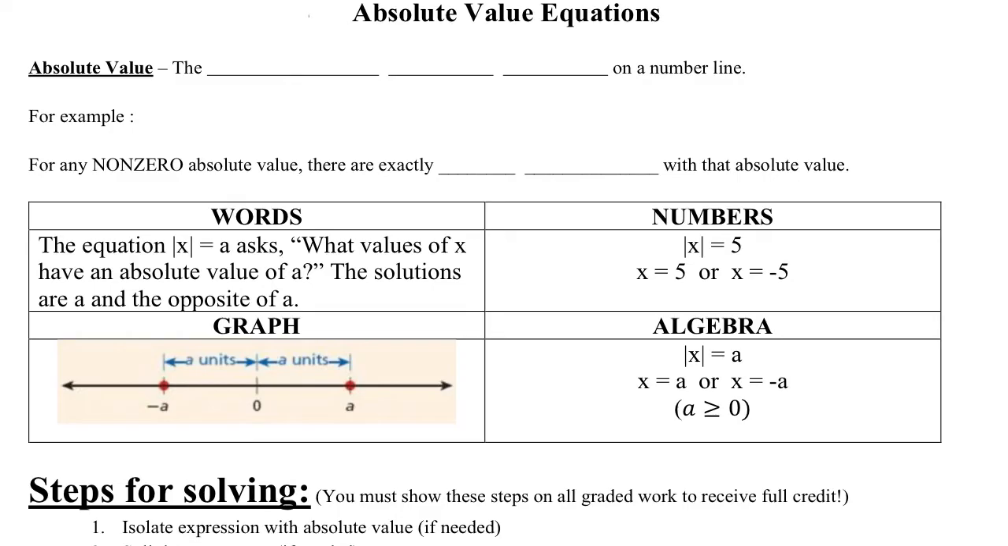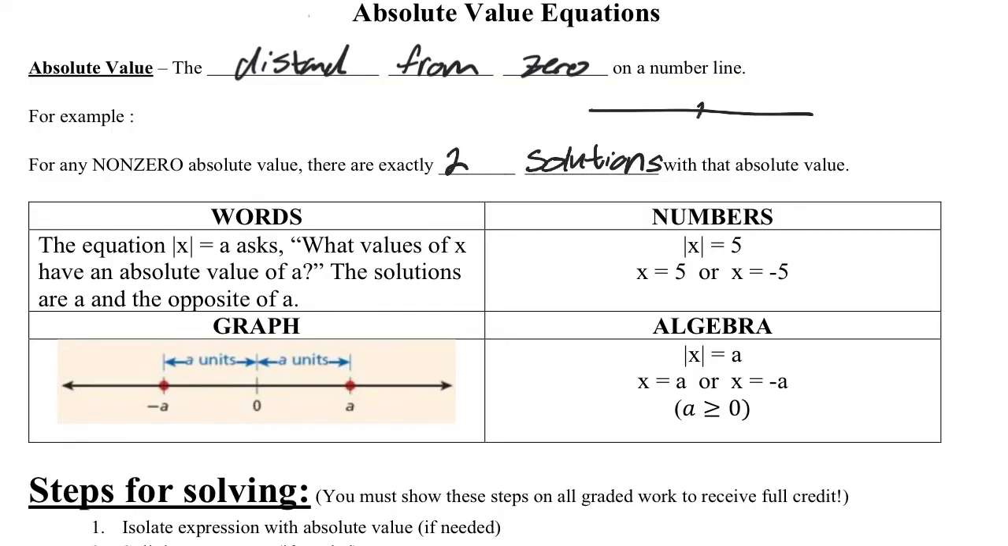Let's take a look at how to solve an absolute value equation. If you remember back from past math classes, an absolute value is defined as the distance from zero on a number line. For any non-zero absolute value, we're going to have two solutions with that absolute value. If we're thinking about it on a number line, here's zero.